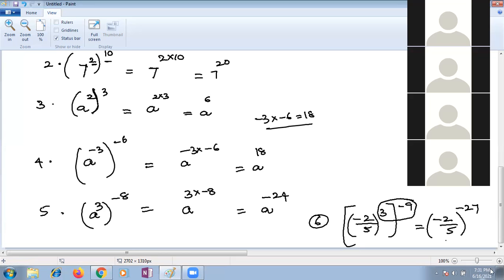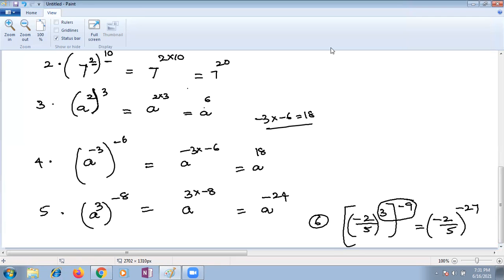No, not like that. My doubt is, you just listen first. Ma'am, can you explain this once? Yeah. See, children, suppose minus 2 by 5 whole square means you can write it as minus 2 by 5 into minus 2 by 5. It's nothing but the result is positive 4 by 25. Yes or no, children?